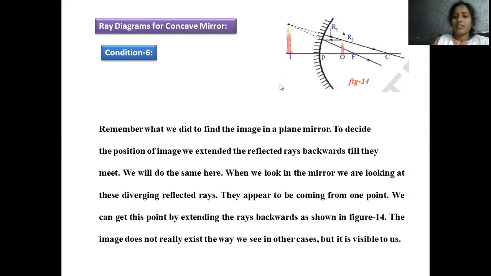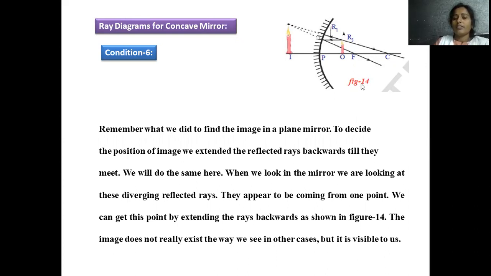Okay, so in the same series we entered into condition 6. In this condition 6, the candle was placed at less than the distance of the focal point. What will be the image position and what is the size of the image generated in this condition, that is going to be discussed now.